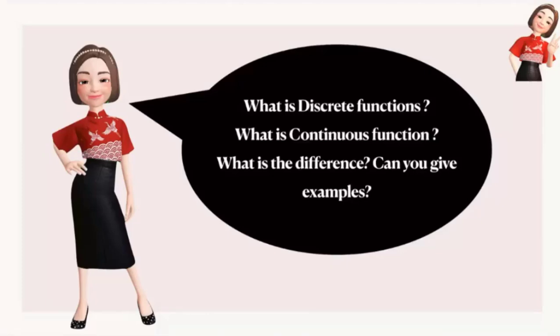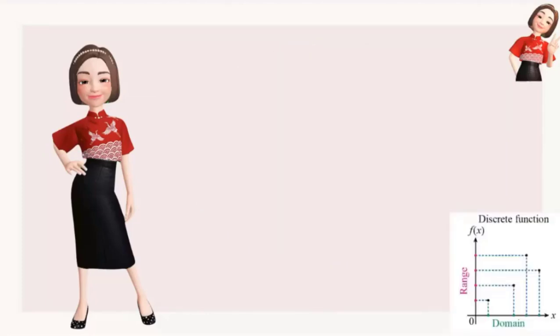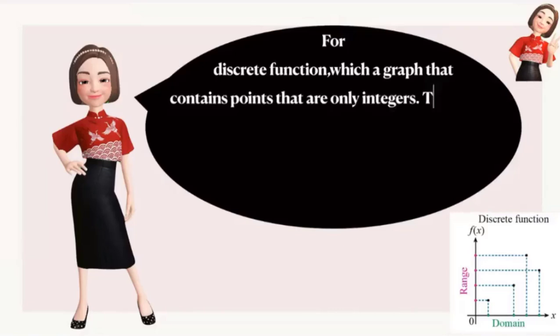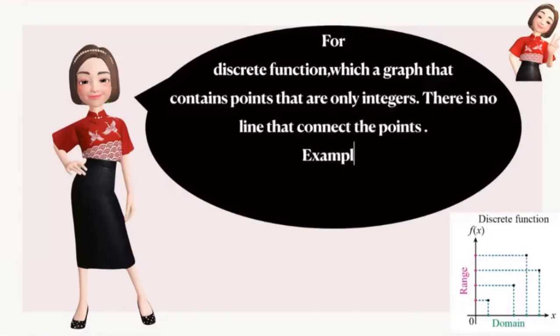Okay, so kita tengok. This is a graph. This is the sample. Ni nampak graf ni kan? Discrete function. The domain is here and the range is here. So what is a discrete function? This is the definition of the discrete function. A discrete function is a graph that contains points that are only integers. There's no line that connects the points.